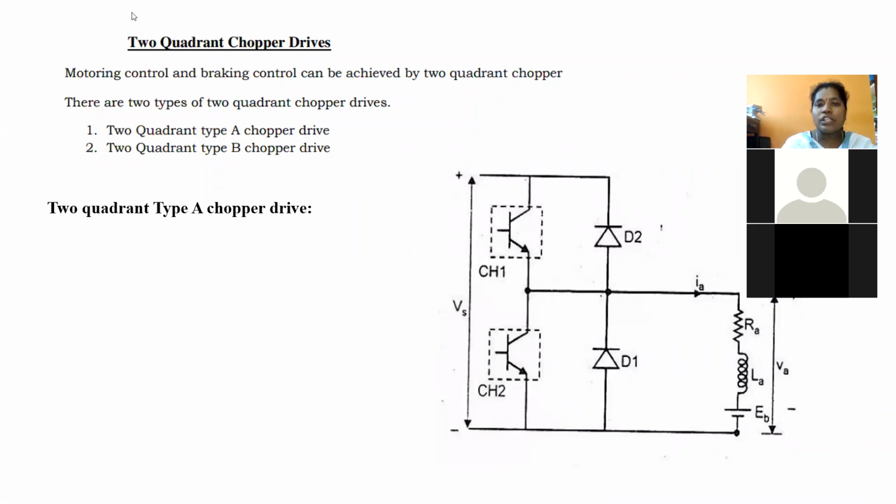Whereas by using this two quadrant chopper, you can control both motoring and braking modes. That means both motoring control and braking control are going to be achieved. In this, there are two types of two quadrant choppers. First one is the two quadrant type A chopper drive, and second one is the two quadrant type B chopper drive. First of all, we will discuss the first one, that is the two quadrant type A chopper drive.